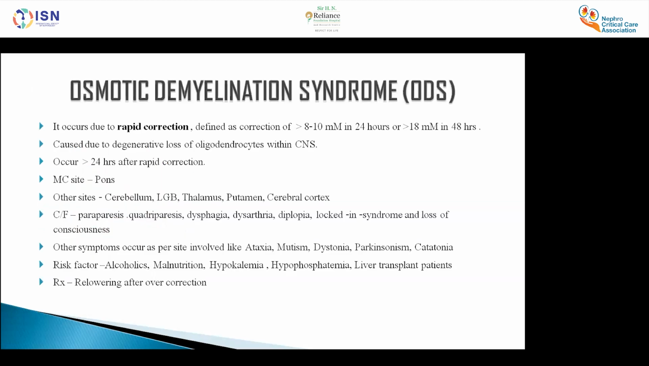So the next topic for today is osmotic demyelination syndrome, a short topic, a short presentation for this. So this occurs due to rapid correction, which is defined as 8 to 10 millimoles in 24 hours or more than 18 millimoles in 48 hours. This is caused due to the degenerative loss of oligodendrocytes within the CNS.